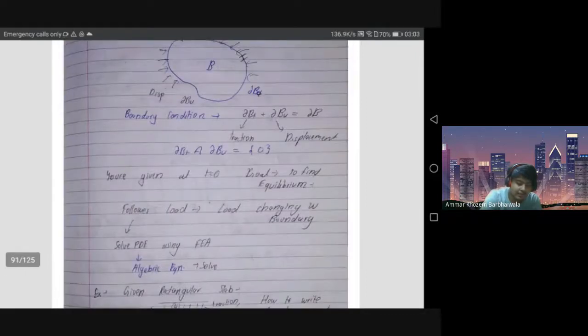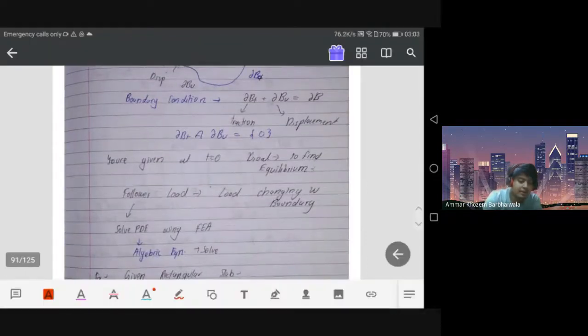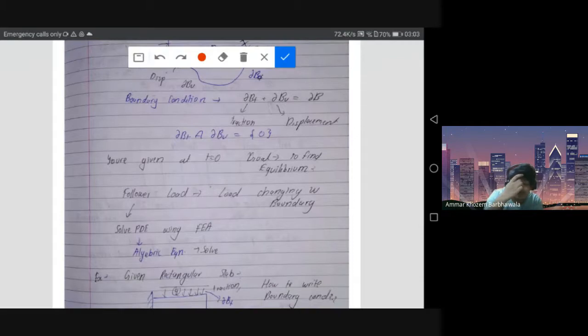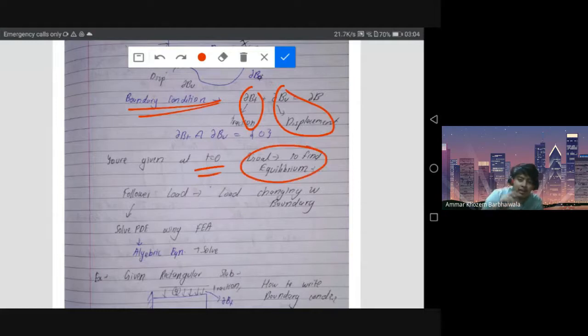So now, let's move to the discussion of boundary conditions. To fully specify a problem, we also need to specify the boundary conditions. The boundary conditions are of two types: the traction boundary condition and the displacement boundary condition. At the traction boundary condition, we apply some load at that point, while the displacement boundary condition is where we say that it's fixed or not.